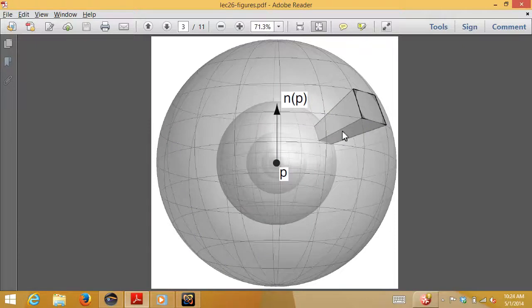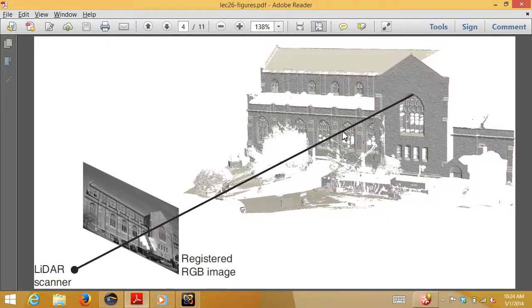Life is much easier when you can also lay an image onto these points to color them. This is not a color image, but what you would do is say, I know where the scanner is, I can put this image in 3D space in the right position in front of the scanner, and then I can push the colors of this image onto the surface of the object. We showed an example of that when I first started talking about LiDAR. We went from this kind of gray building to a colored building.